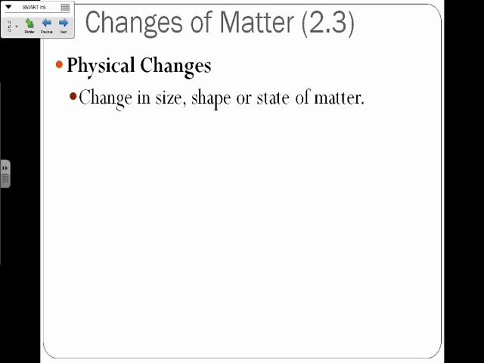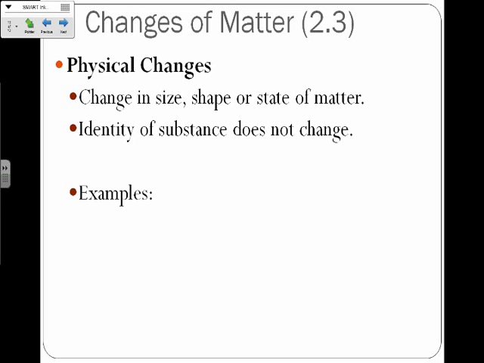All right, let's talk about changes of matter, and this is going to finish up chapter 2 for us. Now, a physical change. Physical changes have to do with the physical properties. This is a change in size, shape, or state of matter, like we talked about ice going to liquid or liquid water going to water vapor. Those are all physical changes because the identity of the substance does not change.